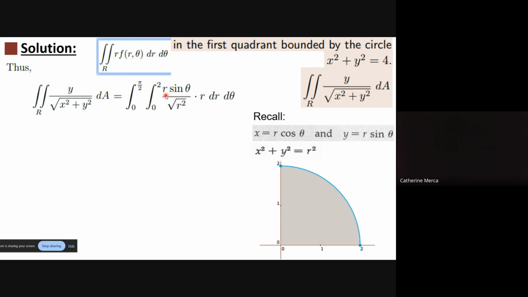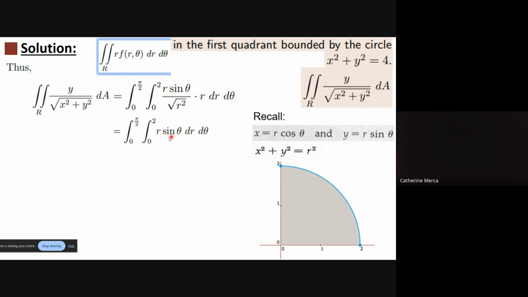So this value should always come after your function f of r theta. Now, this can be simplified. Your square root of r squared can be written as r. You can actually cancel out r here and come up with r sine theta. This one is r sine theta dr d theta, evaluated from 0 to 2 for r, then from 0 to pi over 2 for theta. So you rewrite that as r sine theta dr d theta.